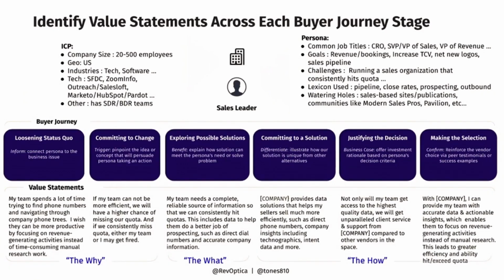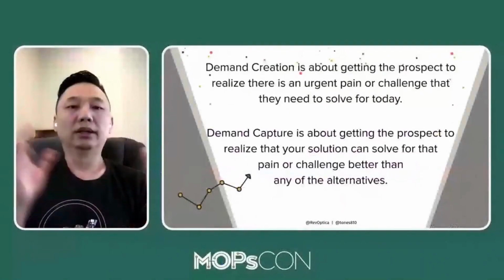And so again, that's another way of looking at the buyer journey. Start with the why, talk about the pain point, connect the prospect to the pain point or the business issue, and connect them to the level of urgency that they need to solve for this pain point today. Once they have been convinced of that, that's when they're more receptive to the what. And then later on, the how is how you're differentiated. How do you actually solve and meet those needs, right?